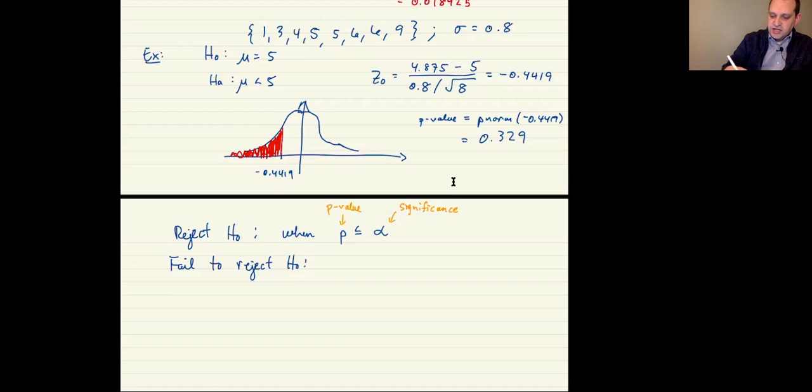But the point is that you reject the null hypothesis when your p-value is less than or equal to your significance. You fail to reject when your p-value is greater than the significance. Okay, and that is the gist of hypothesis testing with p-values. In the next video, I will do some actual examples with data over how to run these tests using R.